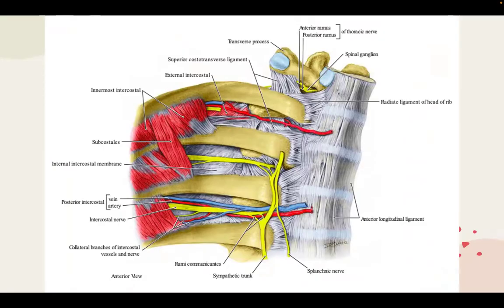Sympathetic connection. Each intercostal nerve connects to the sympathetic system via white rami communicantes, incoming fiber, and gray rami communicantes, outgoing fiber. These sympathetic fibers control sweat glands, blood vessels, and smooth muscle.